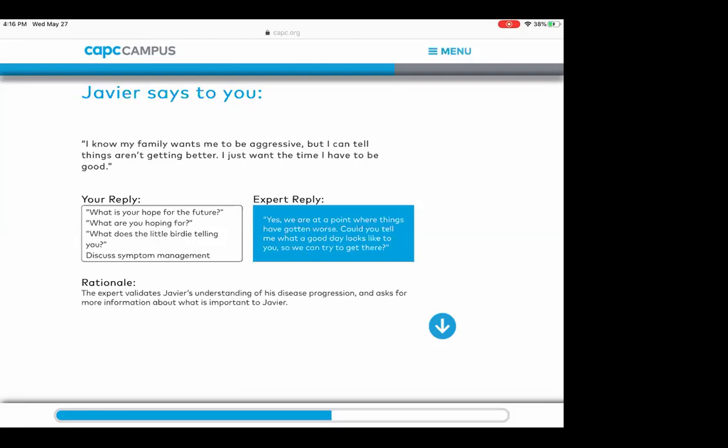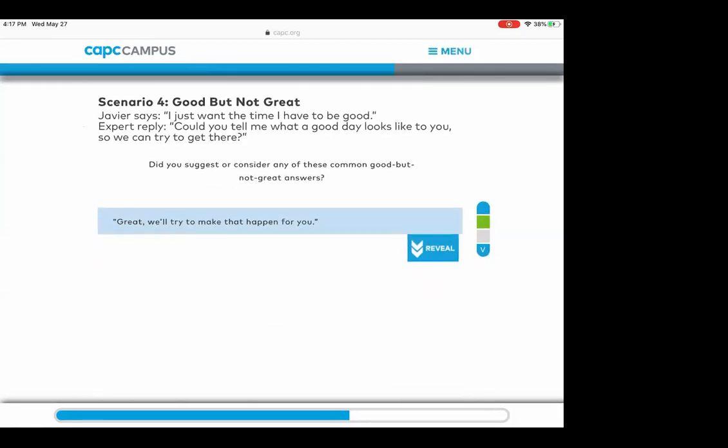That's a great point. So this reply brought a little bit of all those together. Yes, we're at a point where things have gotten worse, so making a statement to acknowledge what the patient just said. And then, could you tell me what a good day looks like? I like that. What does a good day look like, or what does your best day look like, so we can try to get there? Something like that. Great, we'll try to make that happen for you.